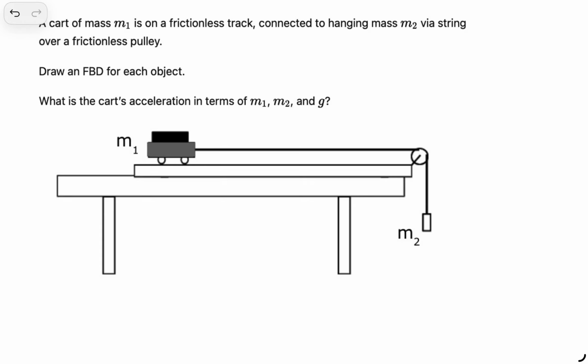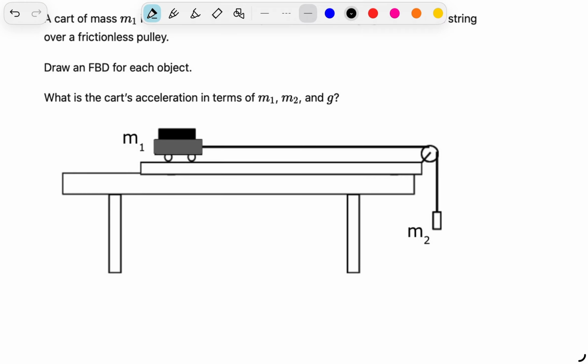Let's say we have this two-mass system, M1 on a frictionless track connected to M2 via a string over a frictionless pulley. We want to draw the free body diagram for each of these objects, and we want to find the acceleration in terms of M1, M2, and M3.